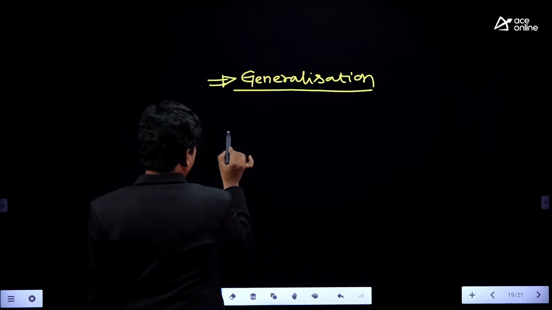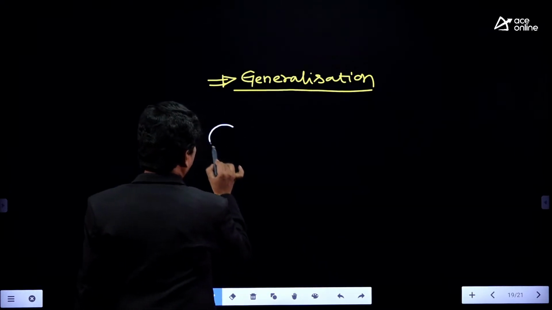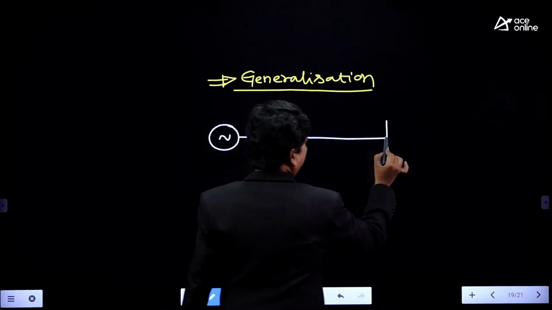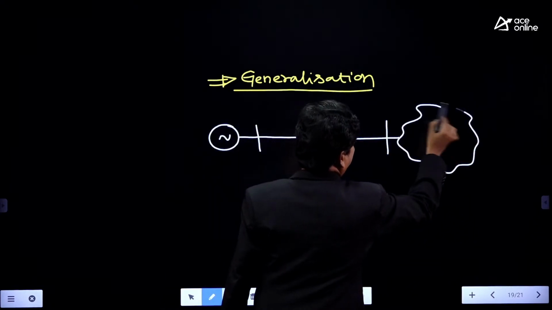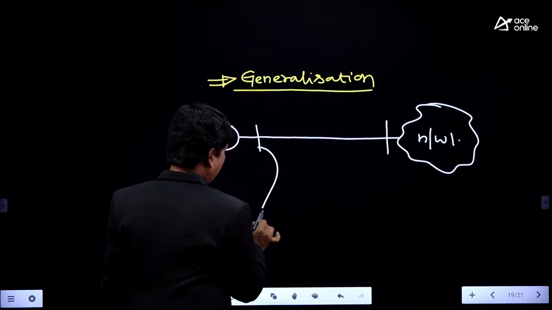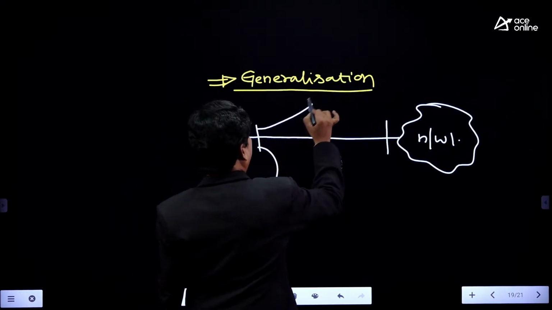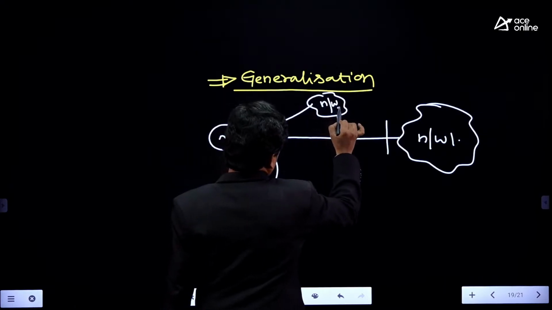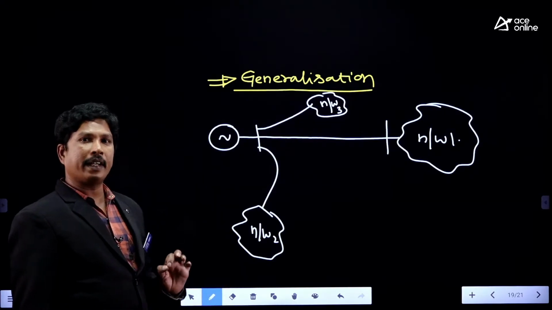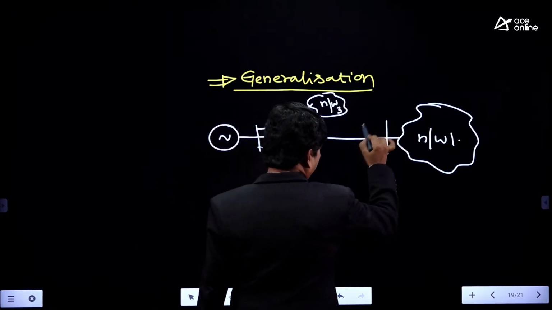Generalization in the sense, suppose you are having a generator, which is feeding a network, so that here we are having some large power system network. Suppose it is network 1, right? And here also we are having one more network 2, right? And here also one more network 3. So like that we are having. So this is the network, right? So in this case, whenever you are having an LG fault, how to give the generalized formula?